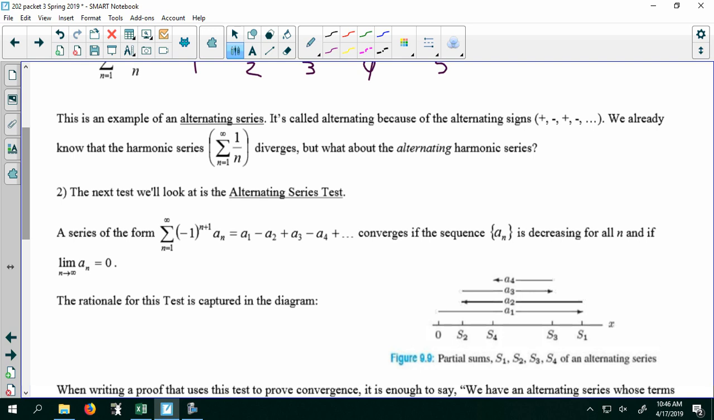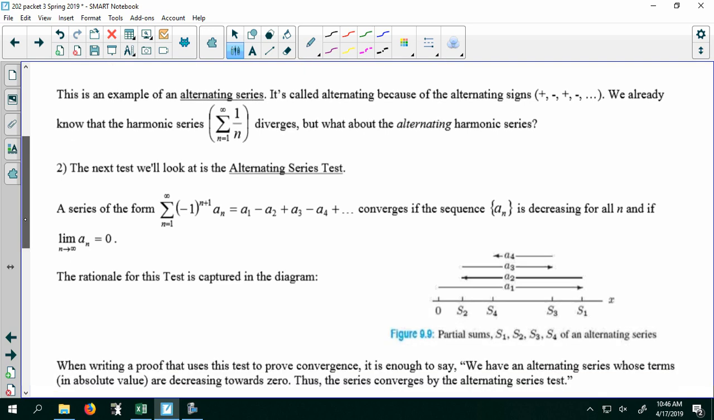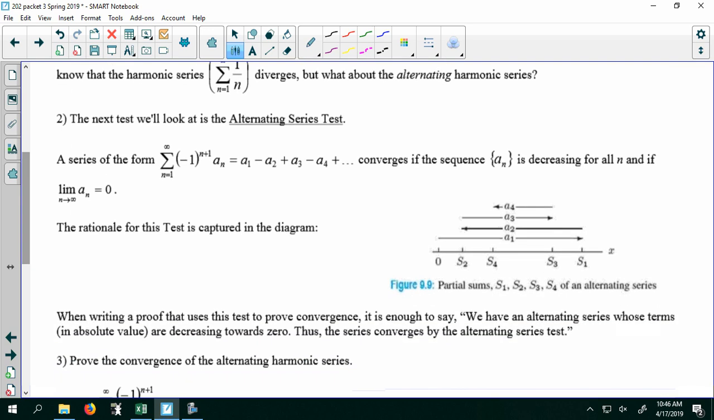Okay, so we think it converges, and we will confirm that with something called the alternating series test. It says that if you have an alternating series, so the terms go positive, negative, or negative, positive, it just has to alternate. If the terms of the series are decreasing and the limit as n goes to infinity of the terms is 0, then the series converges.